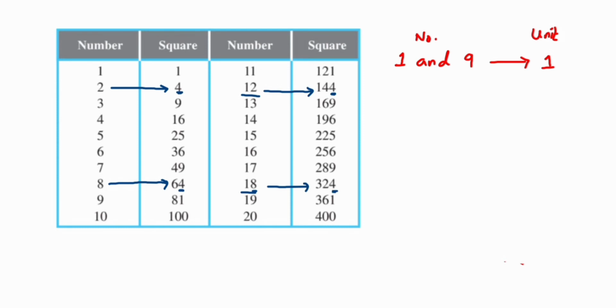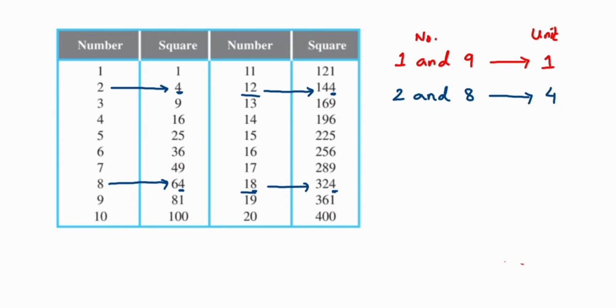I hope it's clear. For example, let me take 22 square, one more number. So 22 square is 484. Again, it ends with 4. Right? So again the same conclusion. If a number ends with 2 or 8, if the unit place is 8 or 2, when you find a square of it, the number always ends with 4. This is one more observation.